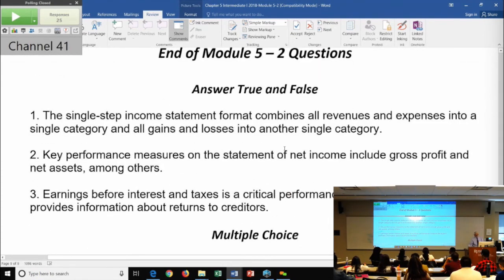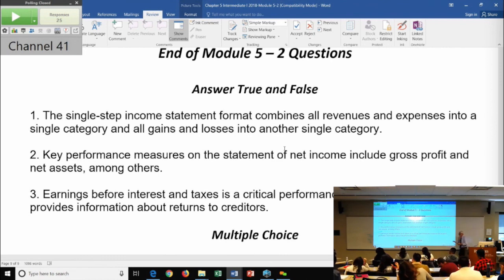And then finally, let me just go over these with you in a minute, just to give you these solutions so you have them. Single step income statement format combines all revenues and expenses into a single category and all gains and losses into another, and that is false. Because it really combines what? Revenues and gains, expenses and losses. So that's false.